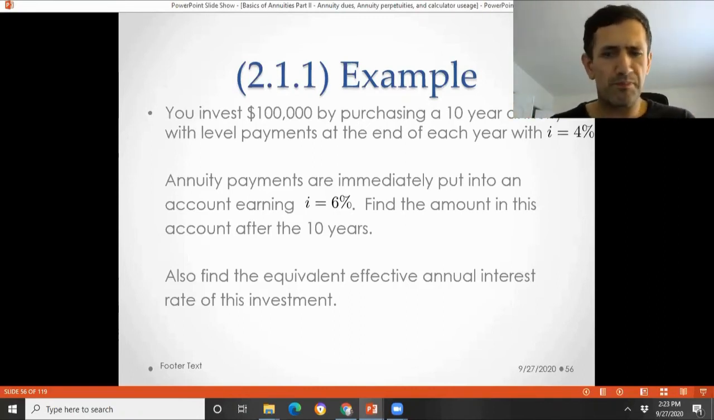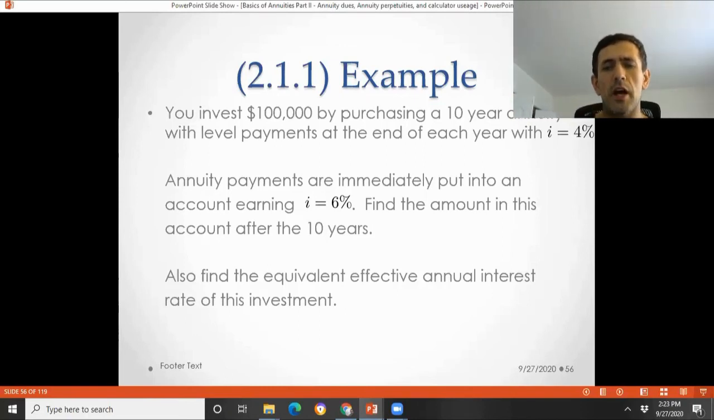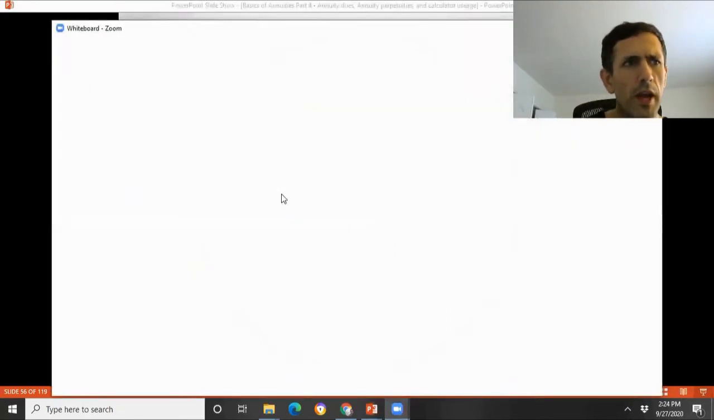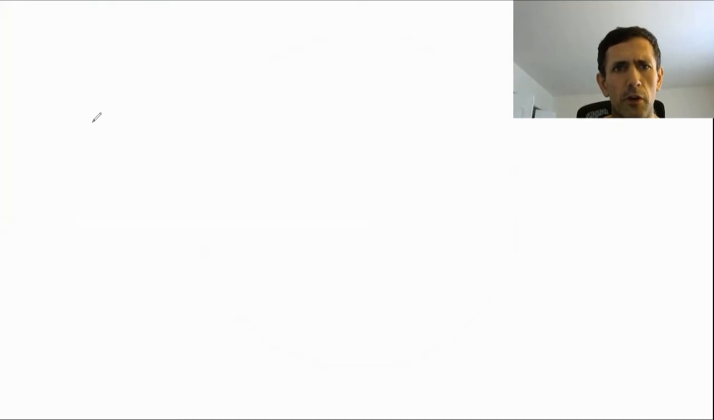So right, you don't really need a timeline for this, I would say. I might just draw a timeline for the reinvesting of the annuity level payments. So, okay, let's go to the whiteboard here. Okay, so first things first, we need to find the payments.